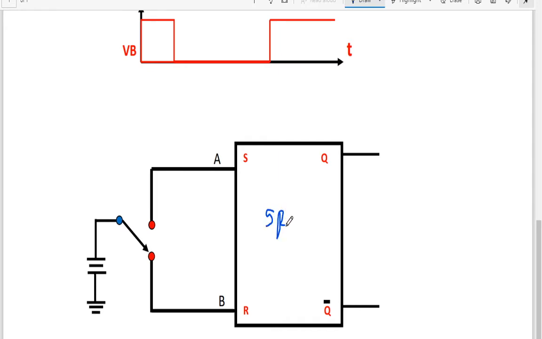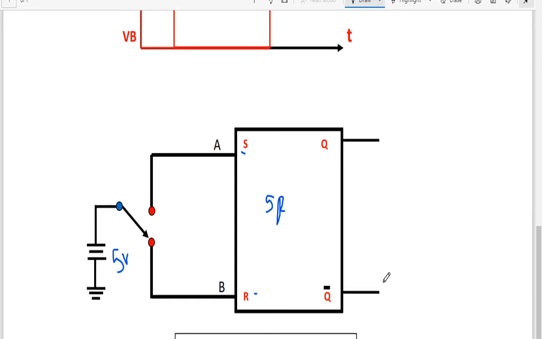SR latch, S stands for set, R stands for reset. The input of the switch, A, is connected to S, and another input, switch B, is connected to R. So A we call S and B we call R. The switch is going to have a 5-volt power supply, and initially it is connected to point B, that is to the R input of the SR latch, and then we have the two outputs Q and Q bar. Q bar is the complement of Q. This is how we use an SR latch to avoid the switch debounce problem.